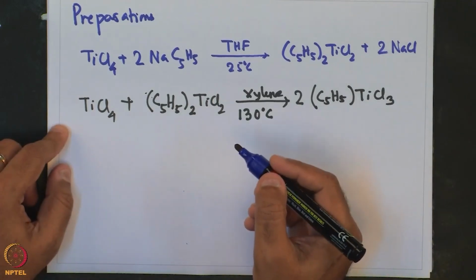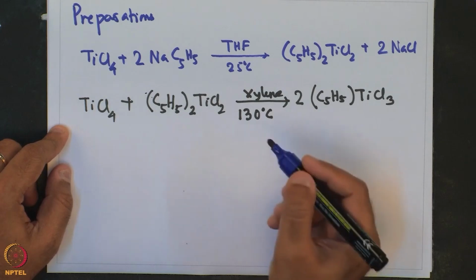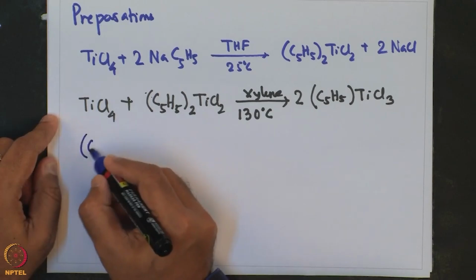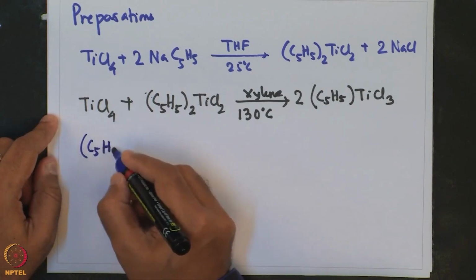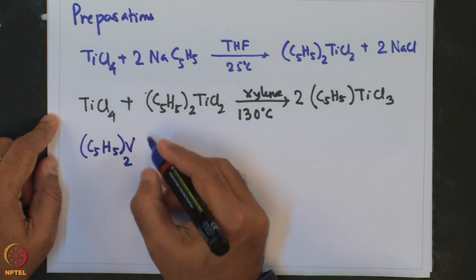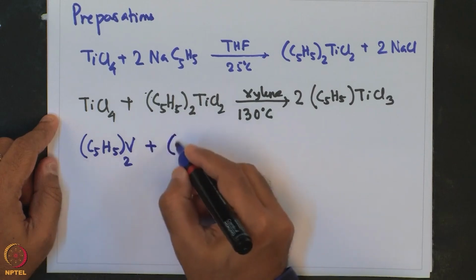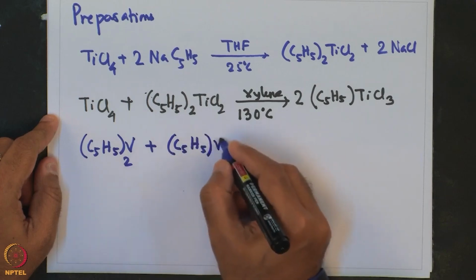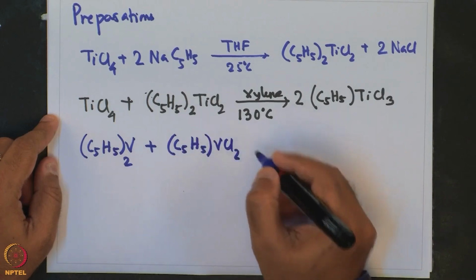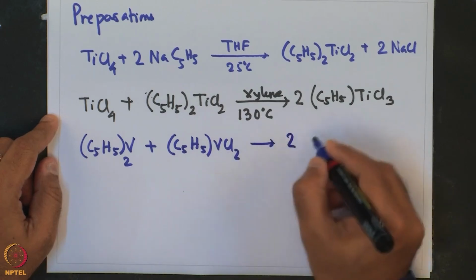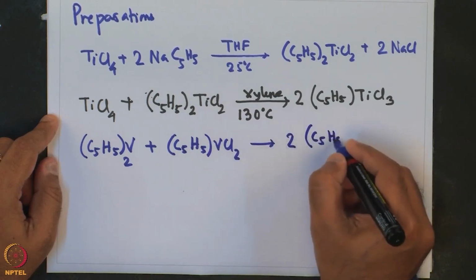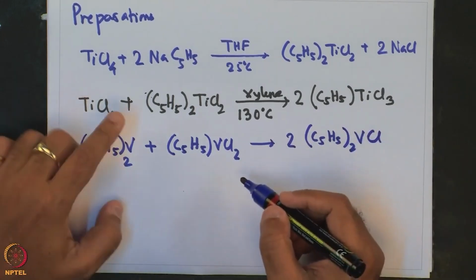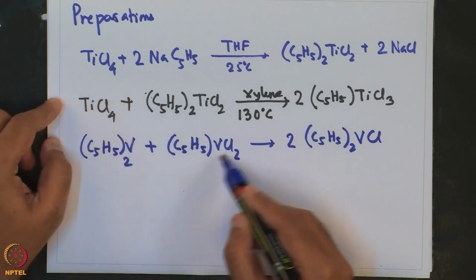There are other examples also of such ligand exchange reactions, and I am going to give another example of the same for vanadium. So, here the reaction is between (C5H5)2V plus C5H5VCl2, vanadium chloride, giving two molecules of (C5H5)2VCl. So, in this case this is vanadium 2 and this is vanadium 4.